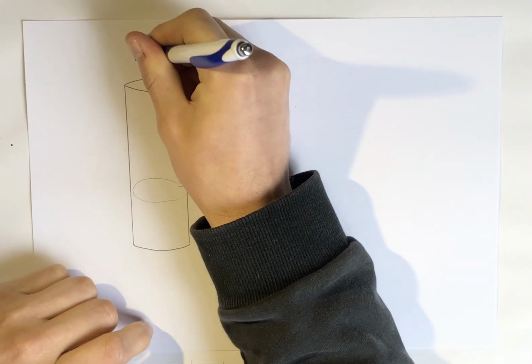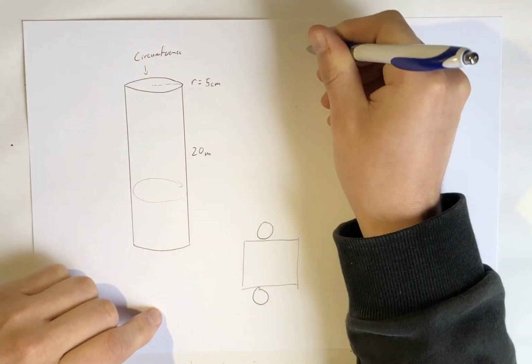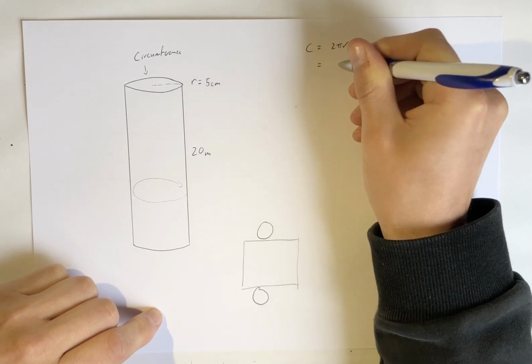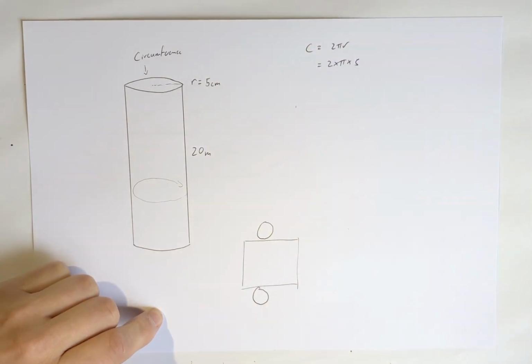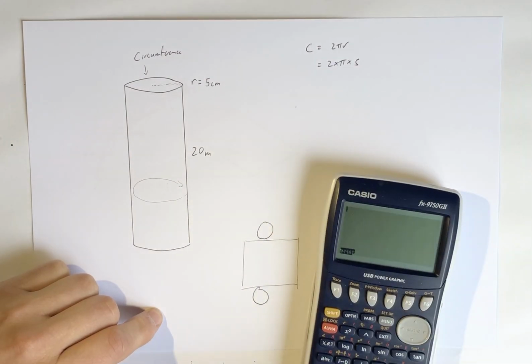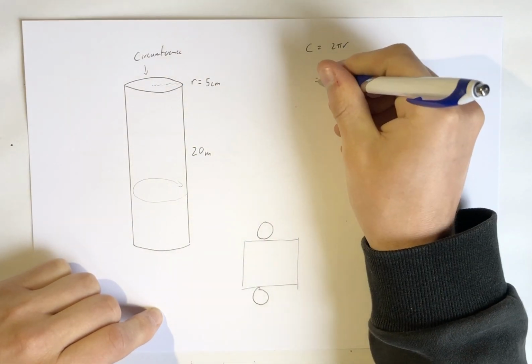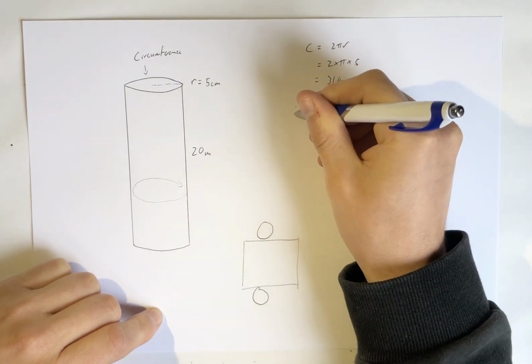Hopefully you thought circumference. So the first thing we need is circumference. Well, that's equal to 2 pi times radius, isn't it? So 2 times pi times 5. So circumference is 2 times pi times 5. I should have known that was going to be 31.4, shouldn't I? 31.4 centimeters.